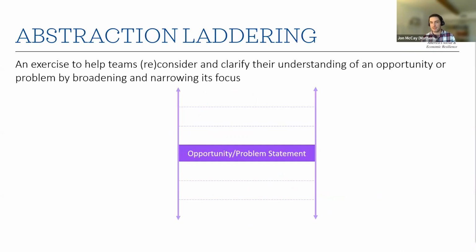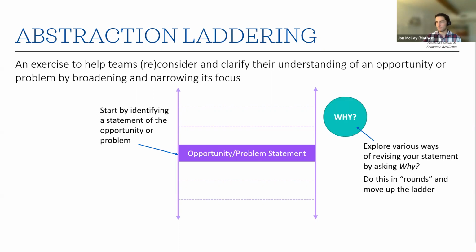And then third, we've got an activity called abstraction laddering, which is about considering or reconsidering and clarifying your understanding of the opportunity before you, right? You've got 12 months to work on this project, or the problem that you're trying to solve, by both broadening and narrowing this focus. So this exercise will force your team to think about, all right, we've got this statement of a problem or an opportunity.